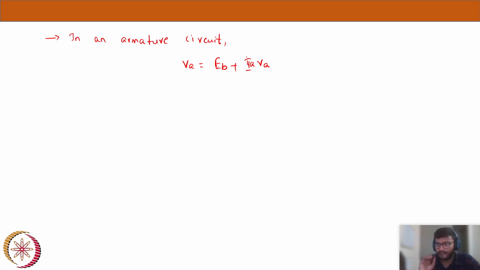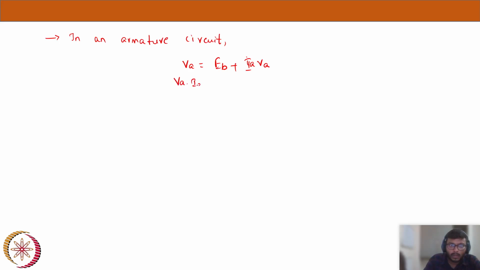This is the voltage governing equation of a motor. Any kind of motor, whatever the winding, like separately excited, shunt motor, compound motor, or series motor, this equation should always be satisfied: V equals EB plus IARA. Now multiply IA on both sides.